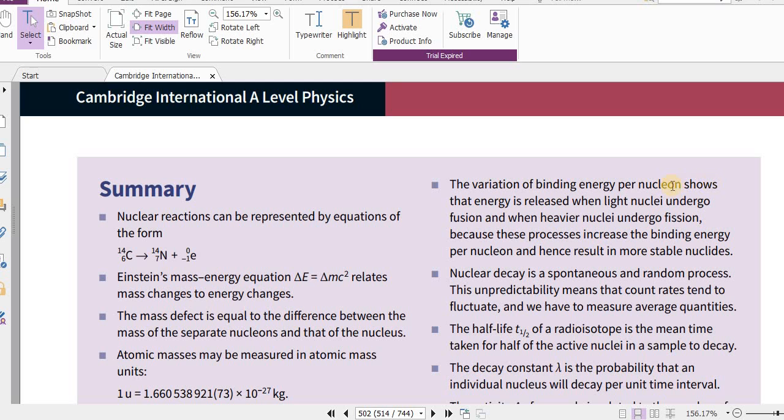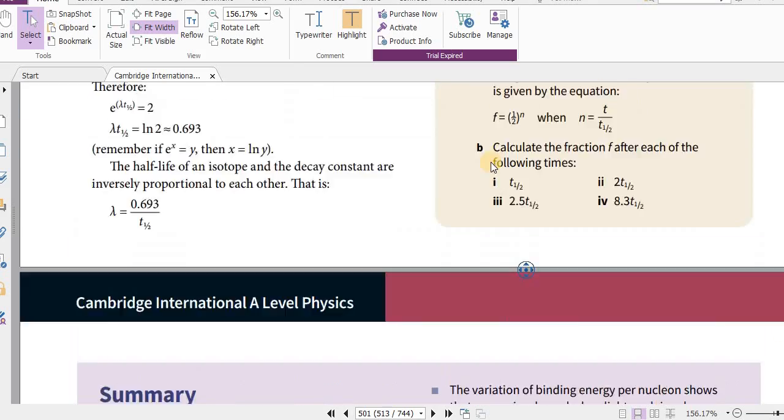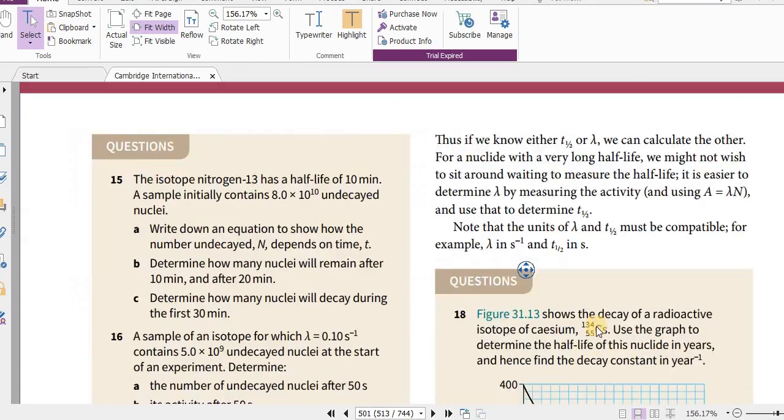The variation of binding energy per nucleon shows that energy is released when light nuclei undergo fusion and when heavier nuclei undergo fission, because these processes increase the binding energy per nucleon and hence result in more stable nuclei. So when fission or fusion occurs, the binding energy increases. And remember, in that graph we saw iron had the highest binding energy. So that graph is very important.